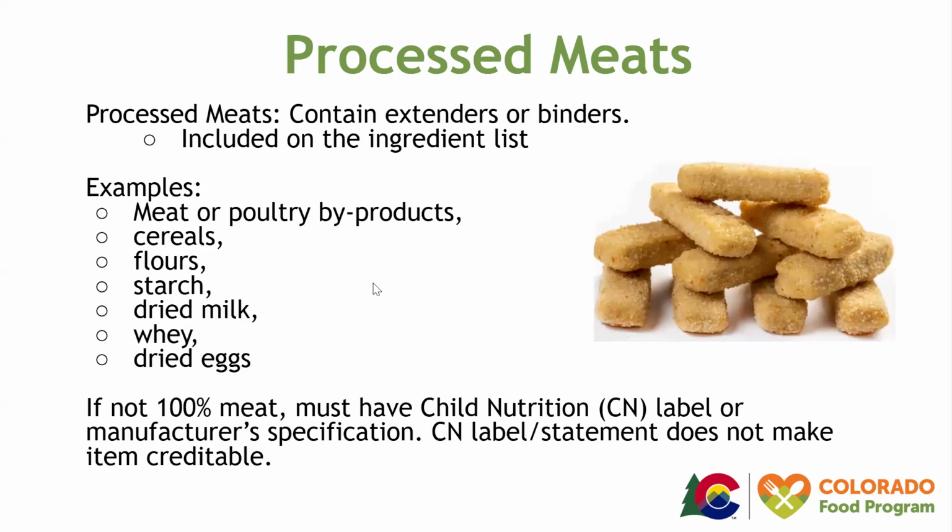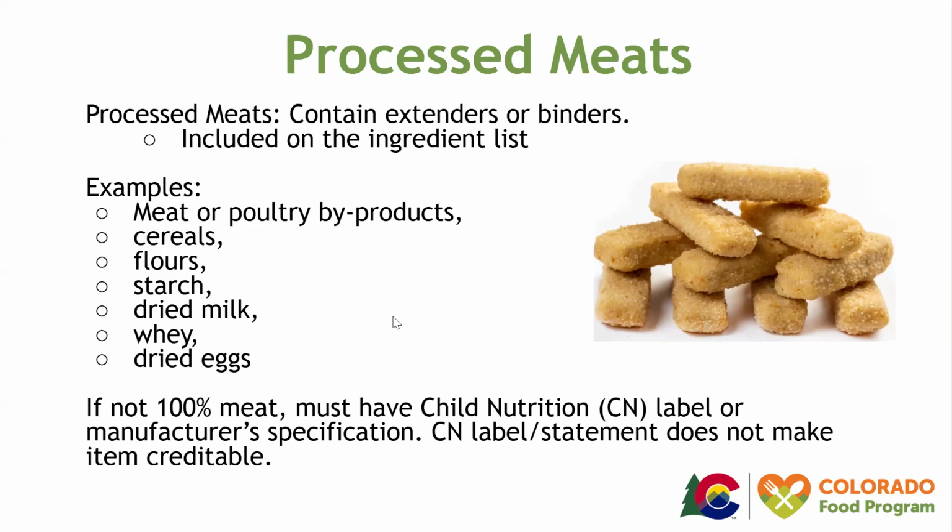All right, jumping into processed meats. Processed meats contain extenders or binders, and they're included on those ingredient lists. Some examples include meat or poultry byproducts, cereals, flours, starches, dried milk, whey, or dried eggs. Those are common binders that we see. And if a product is not 100% meat, you must have a child nutrition label or CN label or a manufacturer specification document to be able to serve the product. So you must have that on file.